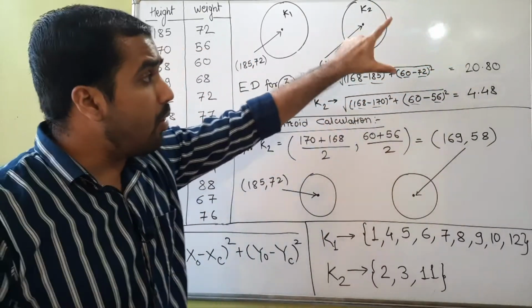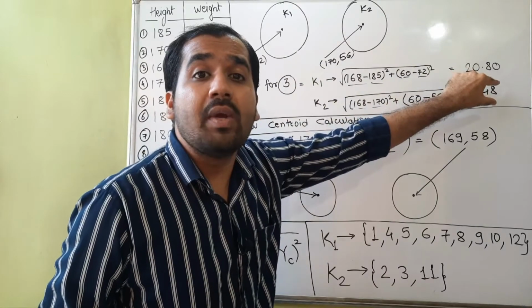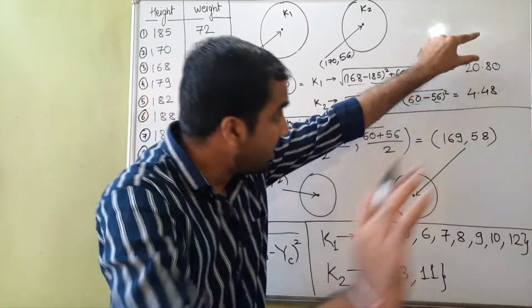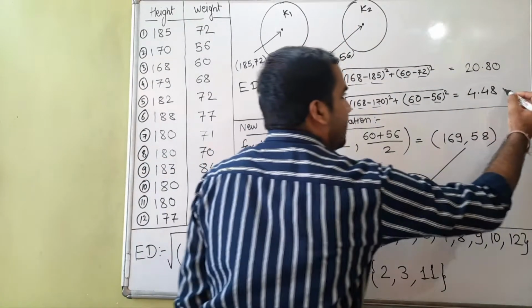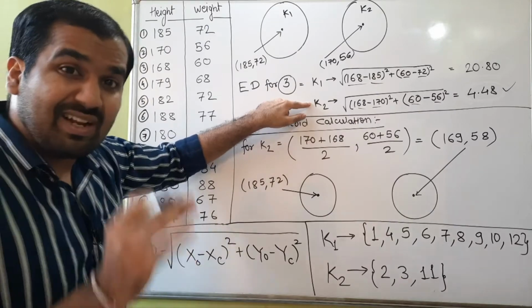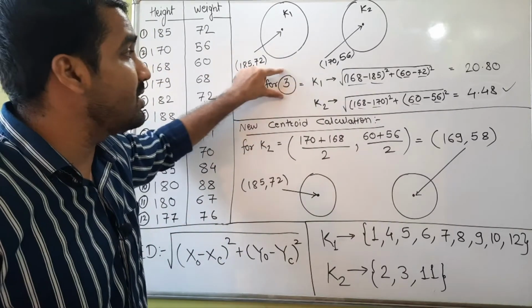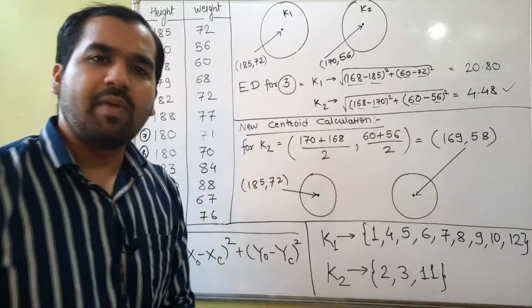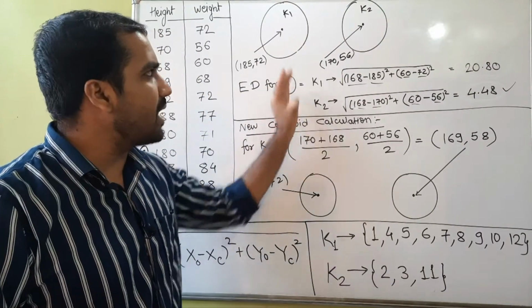After doing all these calculations, you got these results, these figures. Now as I said, you have to always and always go for the minimum. You have to always select the minimum one. So we have selected this, and that means K2, that means cluster 2. You have to assign this respective third sample to the cluster 2.